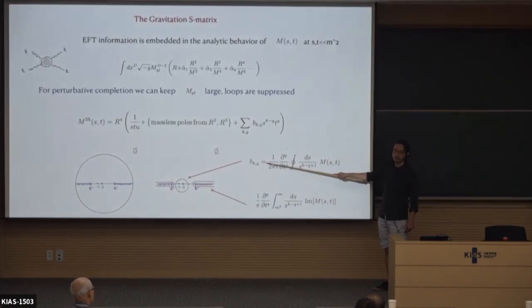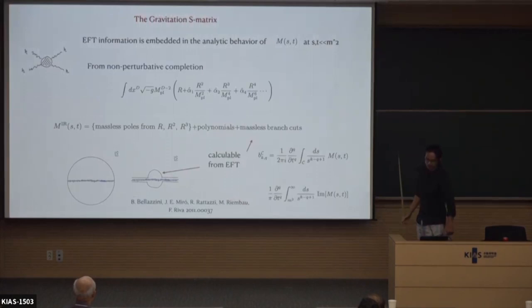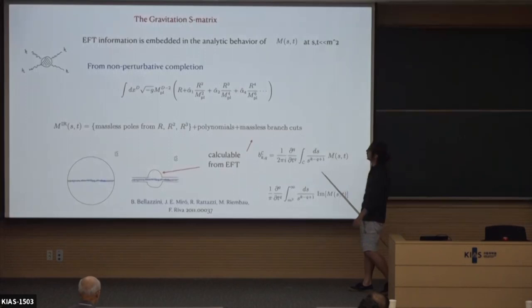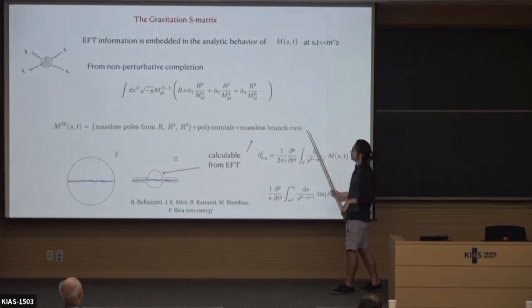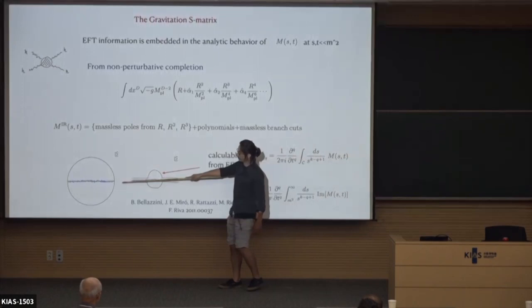Now, you can also consider non-perturbative completion. The difference between perturbative and non-perturbative completion is that since these corrections are suppressed by M Planck, you cannot throw away corrections in terms of M Planck. That means you can no longer drop the gravitational loops, so analytically your amplitude now looks like this. You just have an entire cut going through the origin.